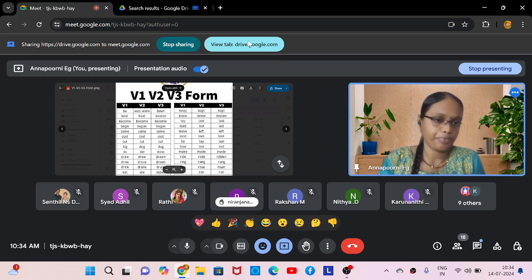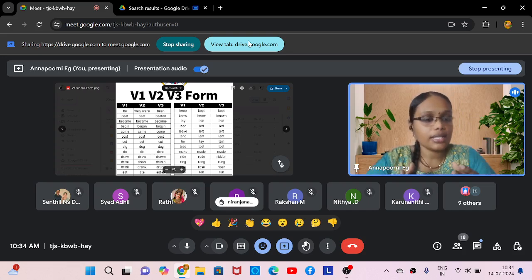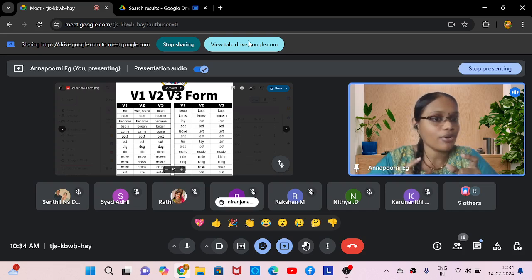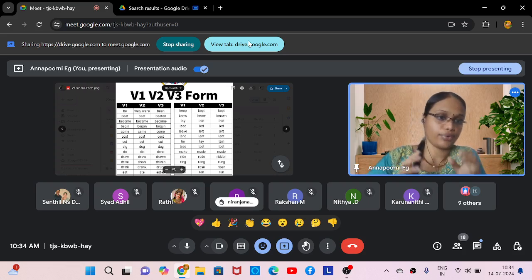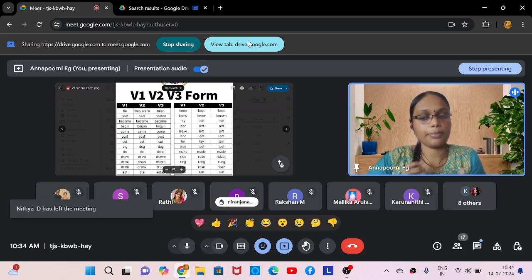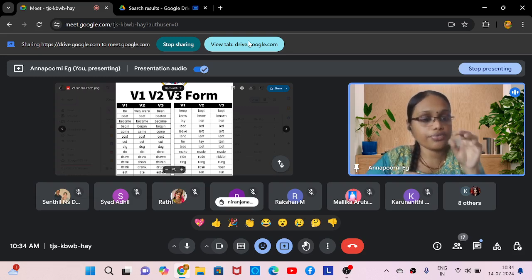Now moving to V2 form. V2 form is called the past form. Because V1 is the base form, which is called the present form as well. In present tense we use the V1 form. V2 stands for the past form. For example, we speak so many sentences in past tense. V2 form is used when speaking such sentences because it is used in the past tense. So V2 is called the past form.